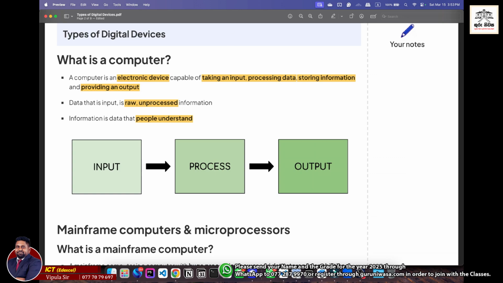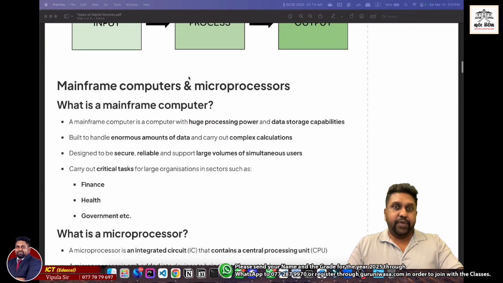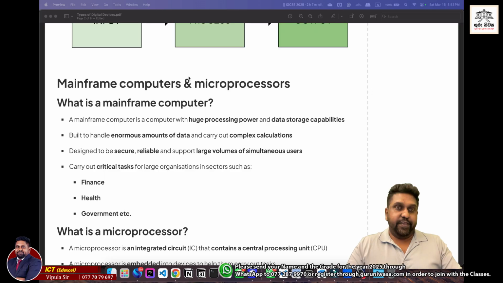Okay, so it's simple as that, but remember the keywords which I have marked are the most important keywords which we need to make sure that we can give the idea. Okay, so that's about the computer. Then we do have some points about mainframe computers and microprocessors. Okay, so mainframe computers.